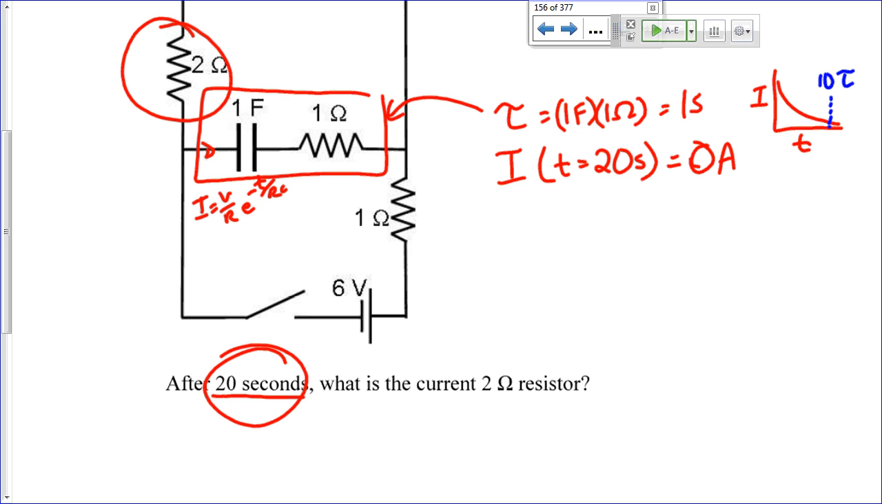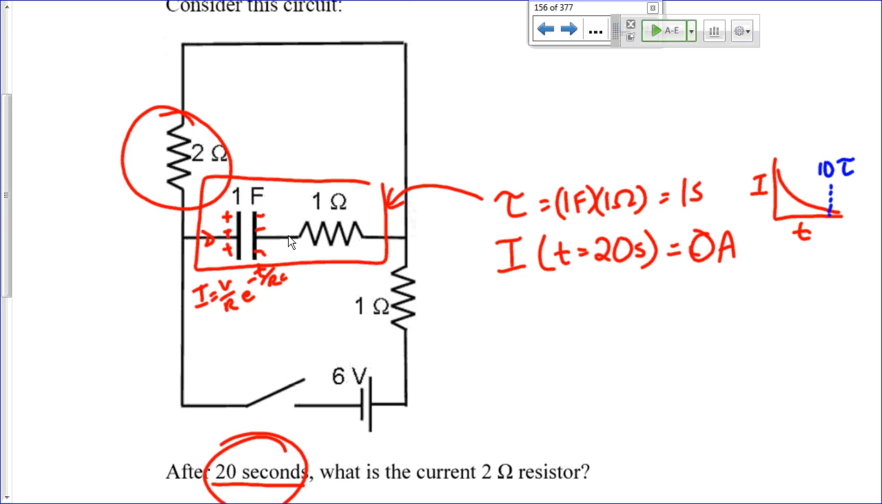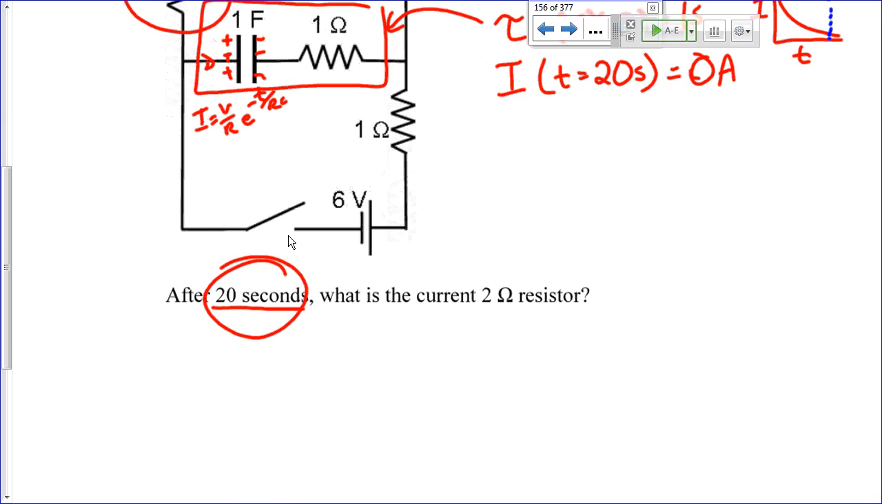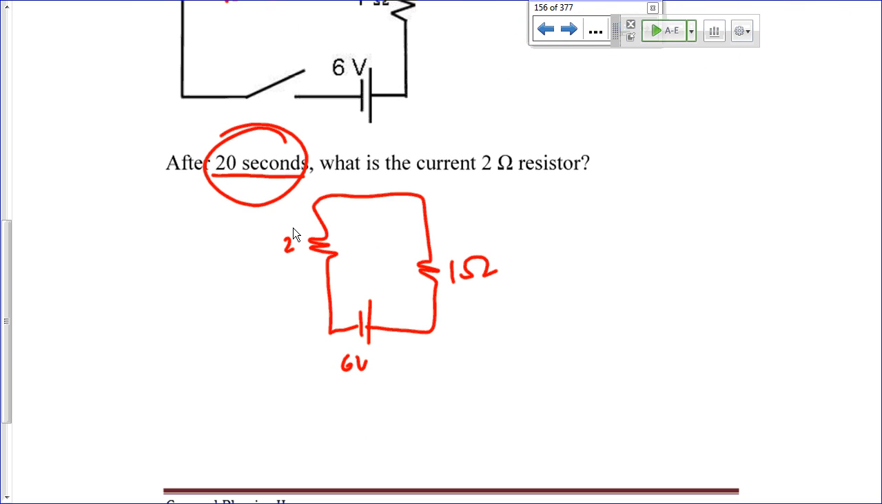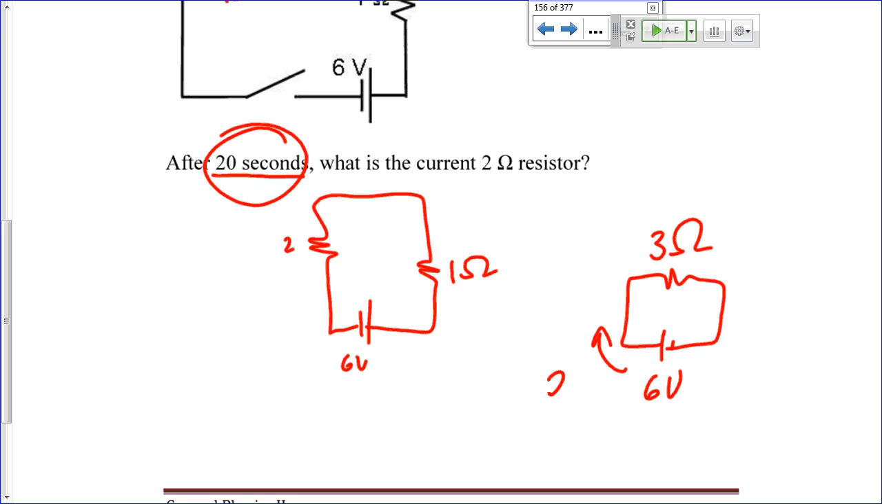That is, that part of the circuit is no longer going to have any current. You're going to have all your charges deposited on that capacitor, and so no more current will flow to that part of the circuit. And so, for all practical purposes, we can just say that part doesn't exist in order to find the current across the 2 ohm resistor. So this becomes a circuit that's quite a bit simpler. It's just a 2 ohm and a 1 ohm resistor with 6 volts. And so the current across this 2 ohm resistor is going to be the same as the current across this 3 ohm resistor, which is the equivalent, which is 2 amps.